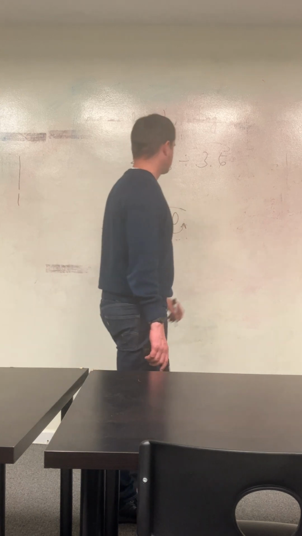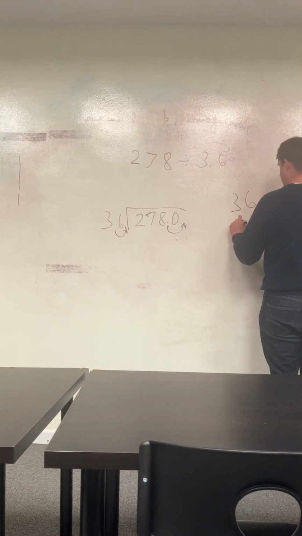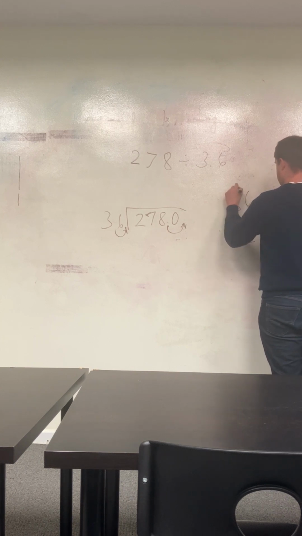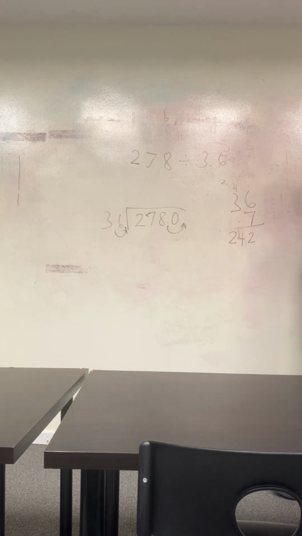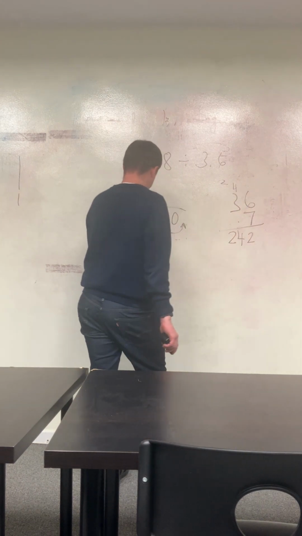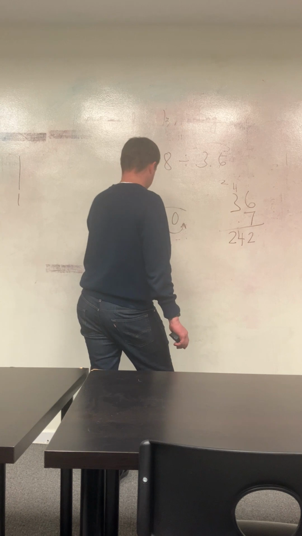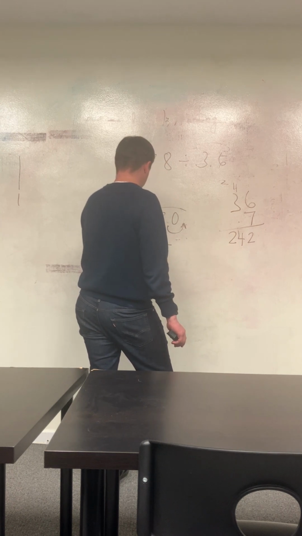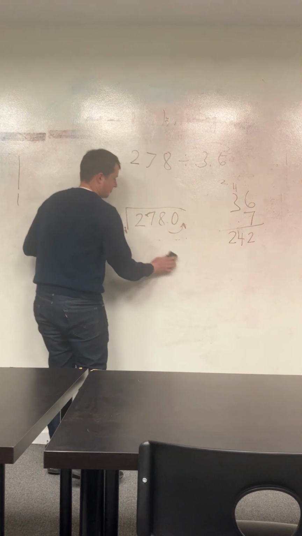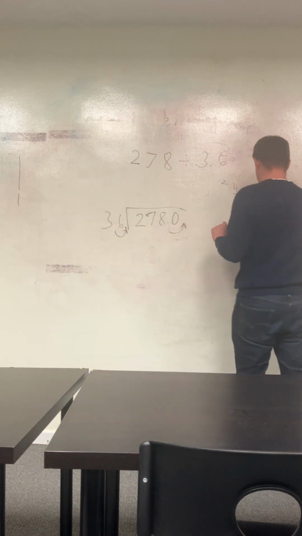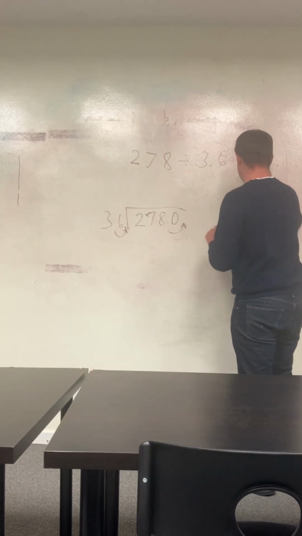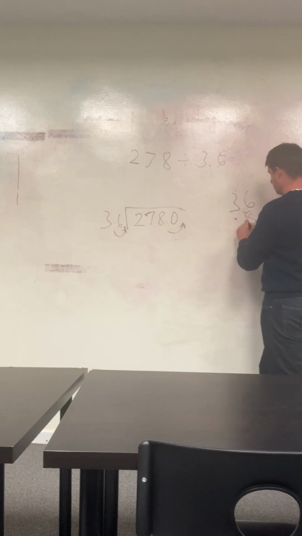This is a goofy problem to solve. 36 times 7, I think it is, 6 times 7 is 42. 3 times 7 is 21, or 242. I think that's right. 242. Let's see what we come up with. Oh no, it is 36. That's not right. Let's say 36 times 8. Oh, I made it to be nice.